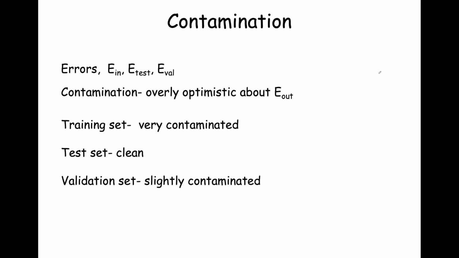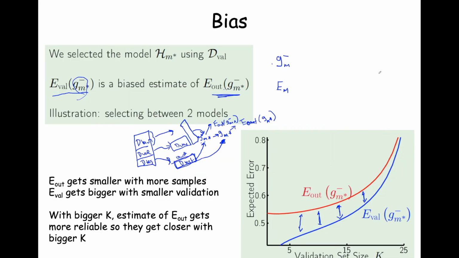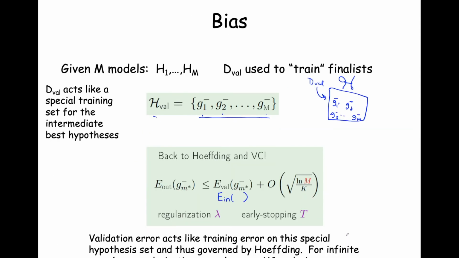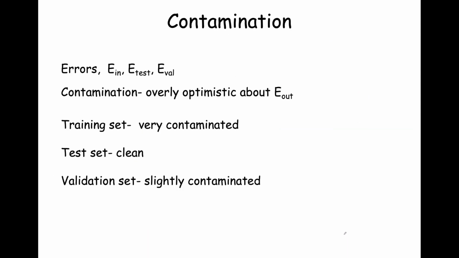The test set does not get evaluated until after you're done. When you get this g star, that's when you take your test data set, D test, and run it through this g. That's going to be your E out, right? So the test set is only run through a model once. It's very clean. It's only touched by one model when you evaluate your final result.